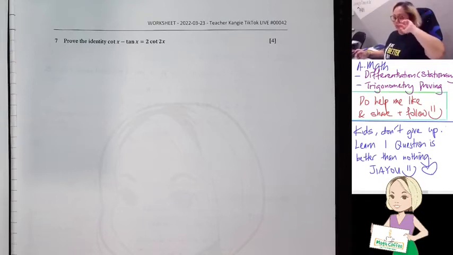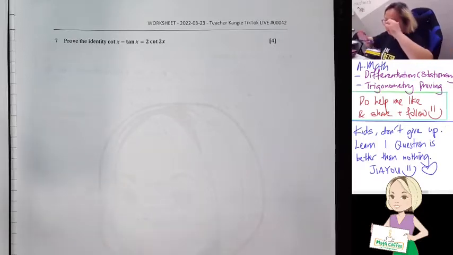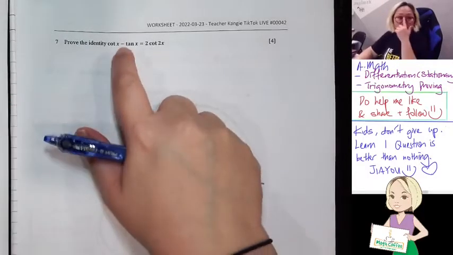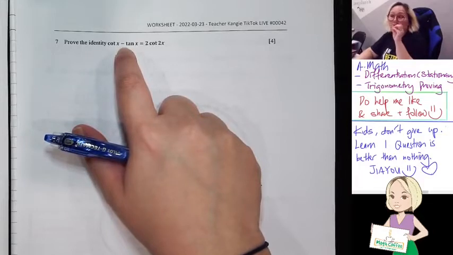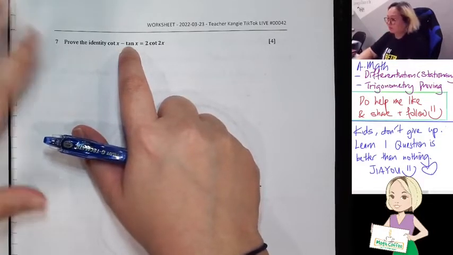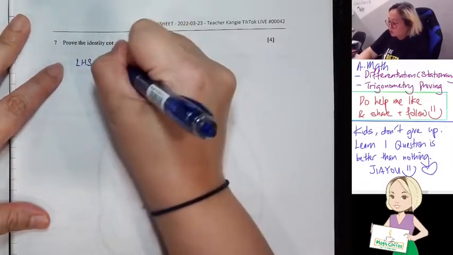Okay, let's see. So this one, left hand side and right hand side looks equally complex, okay. But because this one got minus, when we have minus or plus, we have a possibility that we can combine to a single fraction. So we will start on the left hand side. So my left hand side is equals to cotangent.